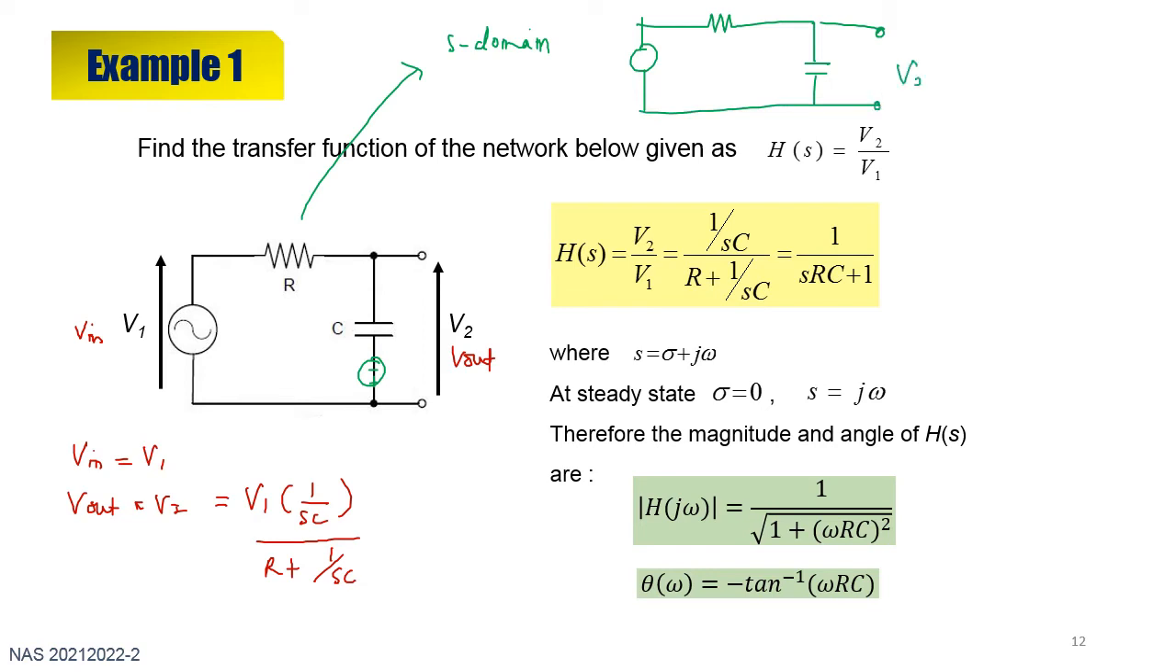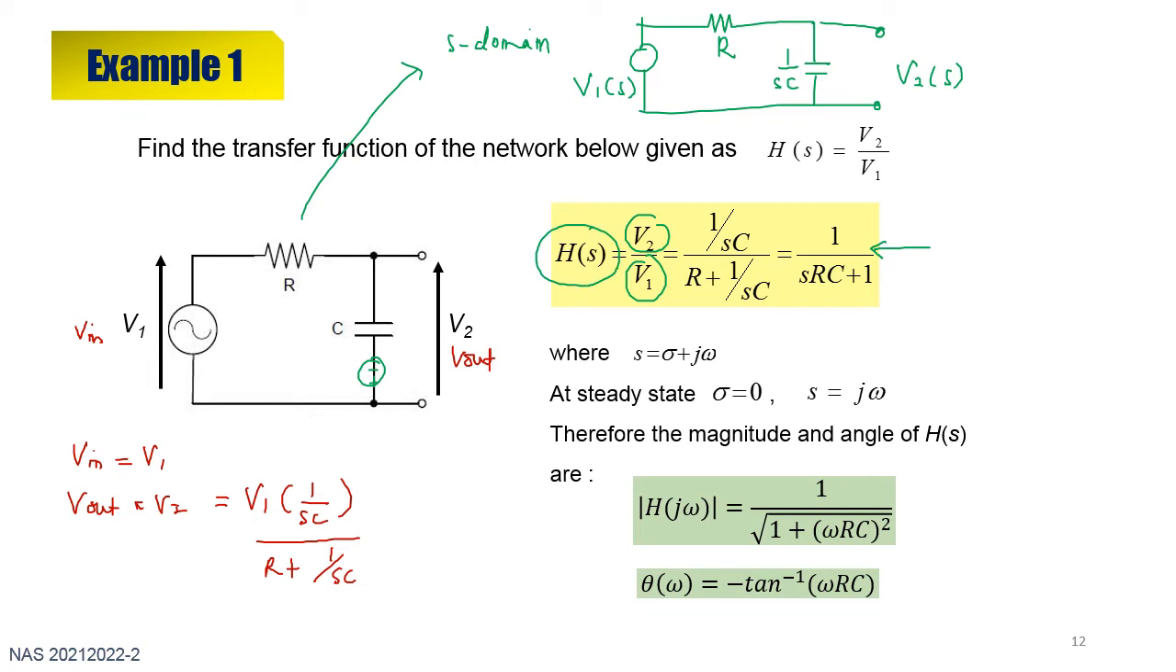So this is your V2S, and here is V1S. R stays as it is, while C becomes 1 over SC. Therefore, V out equals V2, in this case equal to V1S multiplied by the C in S domain, divided by the total impedance R plus 1 over SC. So you can simplify the equation into this. This is the ratio between the output and the input, which basically shows the filter transfer function.